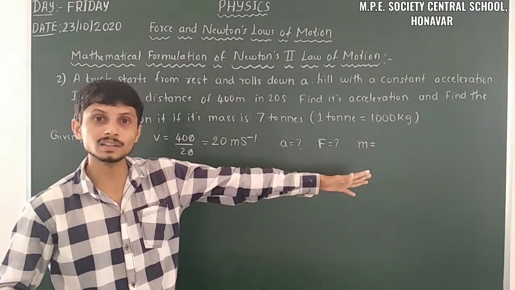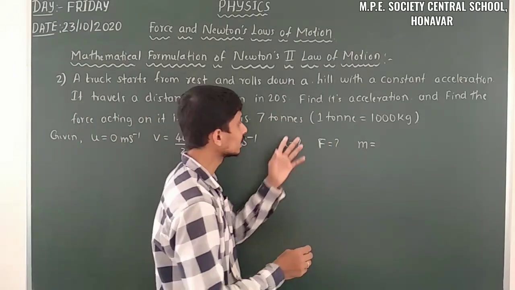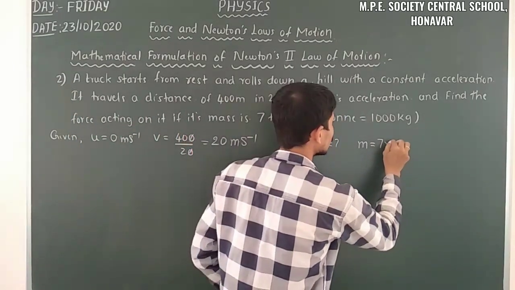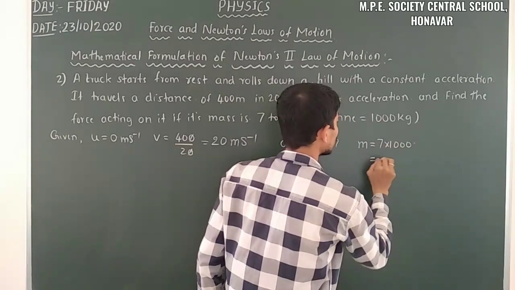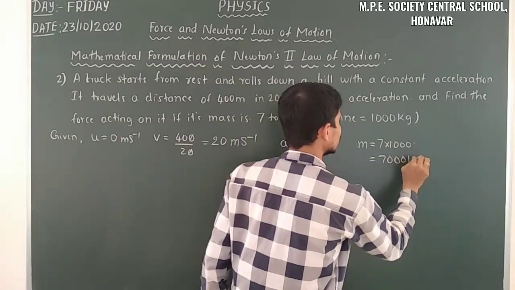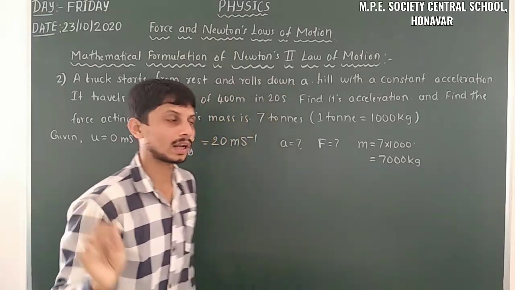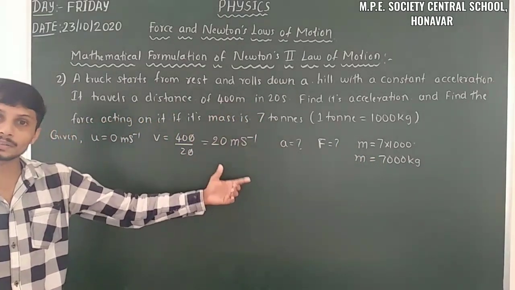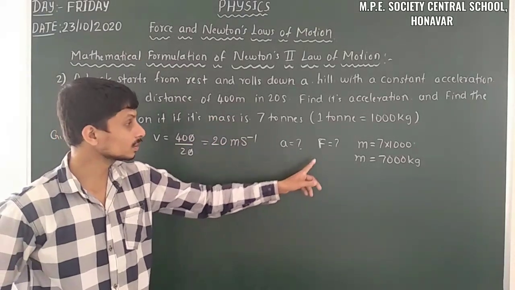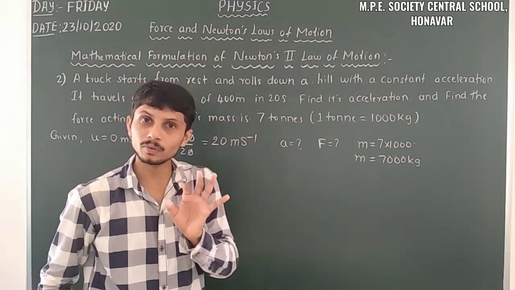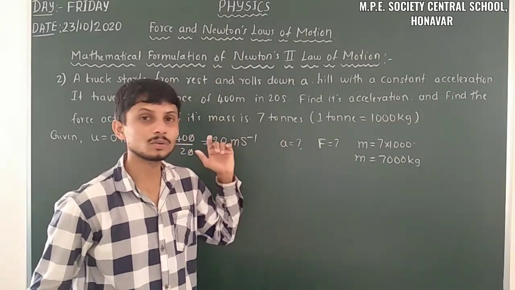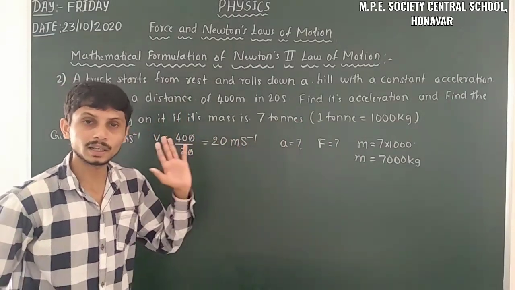So here we have to write it in SI unit, that is 7 tons. 1 ton is equal to 1000 kg, means 7 into 1000 is equal to 7000 kg. So firstly what we have to calculate? Firstly we have to calculate A, because F is equal to MA, and in that we require A. M is given, A is required here. So that's why we have to calculate A firstly.